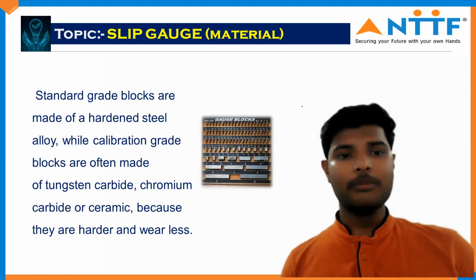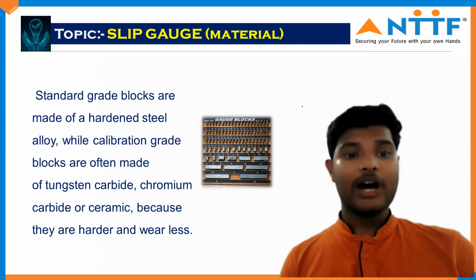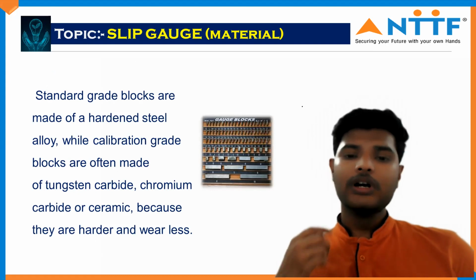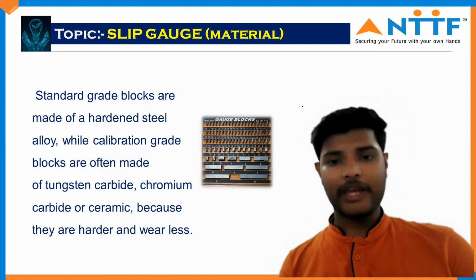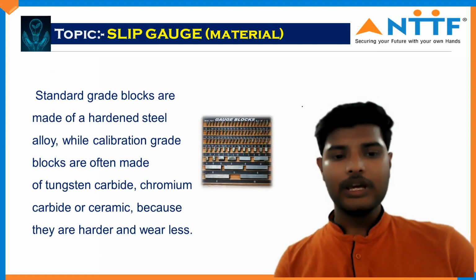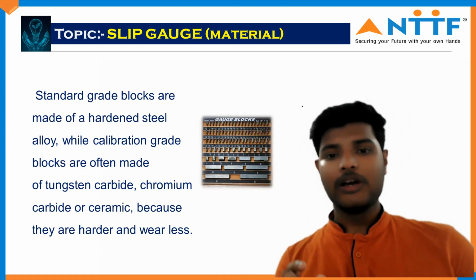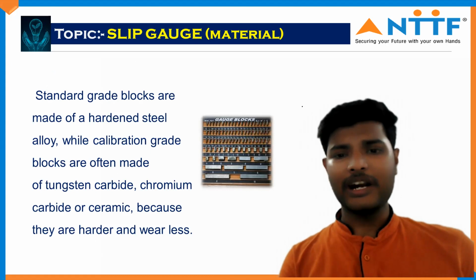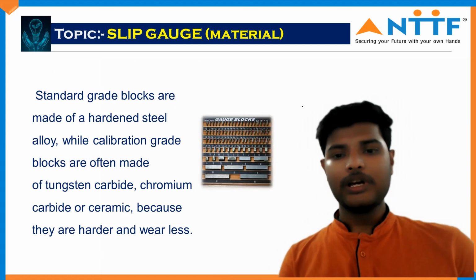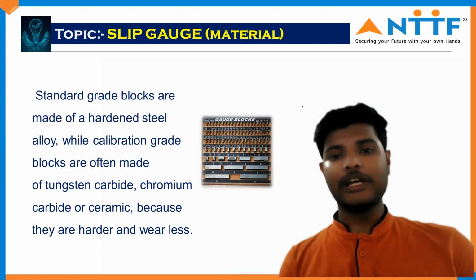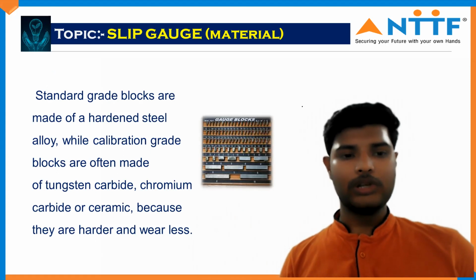Now we can see the material of the slip gauge. Standard gauge blocks are made of hardened steel alloy. So why is this made of hardened steel alloy? I am going to tell you why. Because it is wear resistant. If we harden anything, it can be wear resistant and friction resistant, so that it could be a long-lasting tool. That's why we are going to learn ahead.